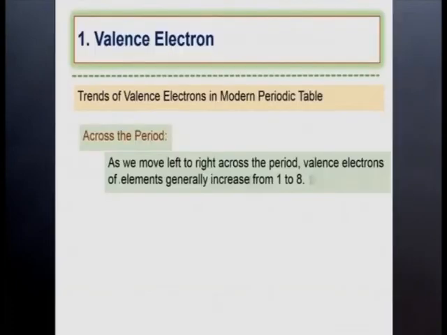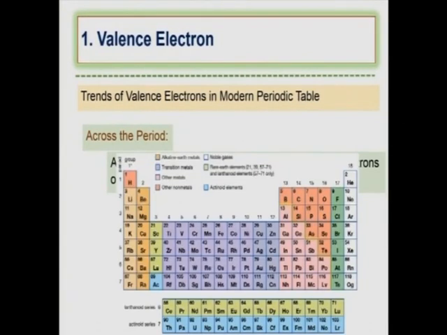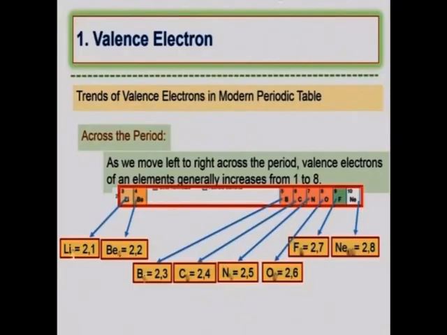Now let's see the trends of valence electrons across the period and down a group. In a period, as we move from left to right in the periodic table, the valence electrons increase from 1 to 8. You can just see in the periodic table that as we move from left to right, the valence electrons increase from 1 to 8. So this is clearly shown here.